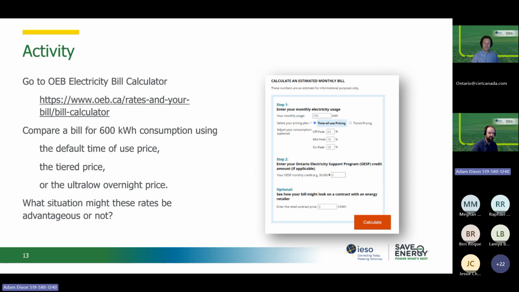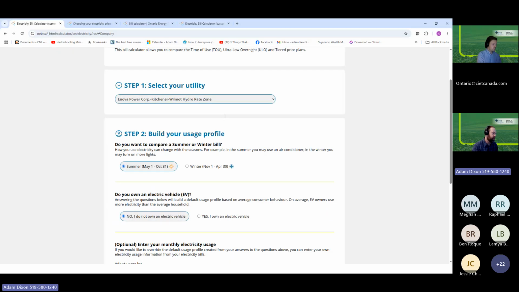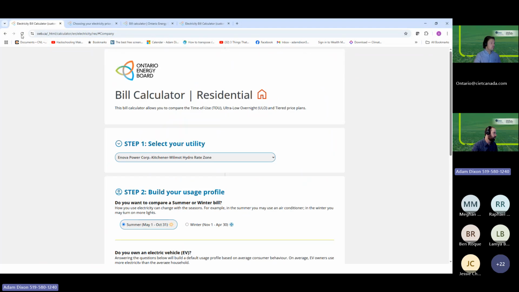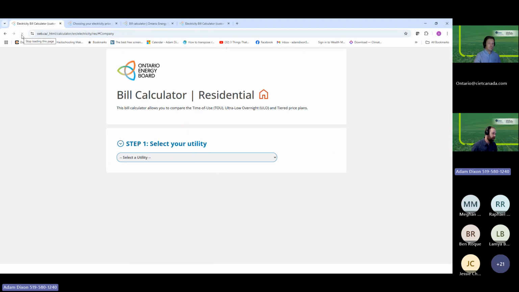There's also a small business calculator, which I think may be a bit more handy in terms of being able to pick when you're using your energy throughout the day. This basic one, which I'm just going to refresh to start from 0, the residential doesn't allow you to; it calculates based on your consumption and a typical person's distribution through on-peak, mid-peak, and off-peak consumption. So we'll go through a few different things here.